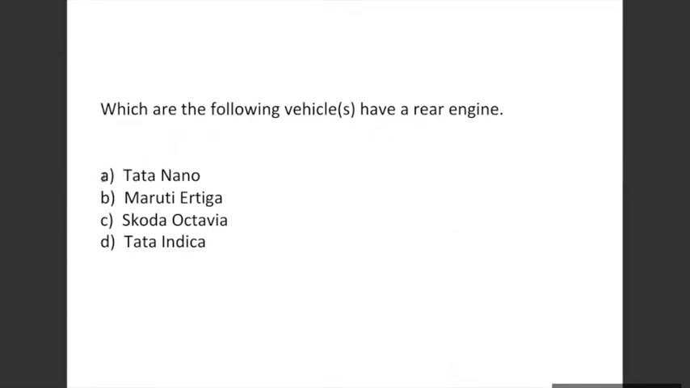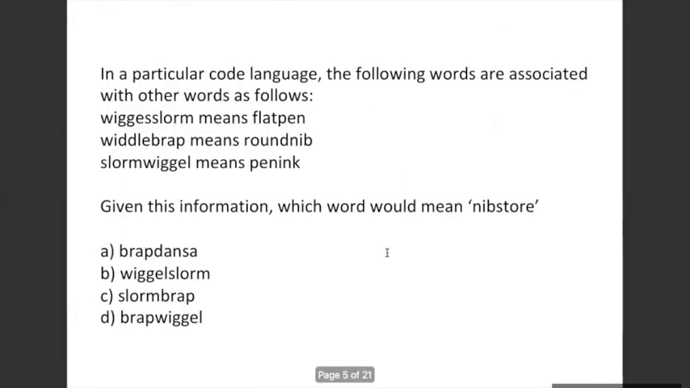Yeah, so A is the correct answer, Tata Nano. Then this is a code related question where you are given some weird words, and they mean something. So wiggle slow means flat pin, whittle brop means round nib, slom wiggle means pen ink. If you have this basic information, what does the word nib store mean?